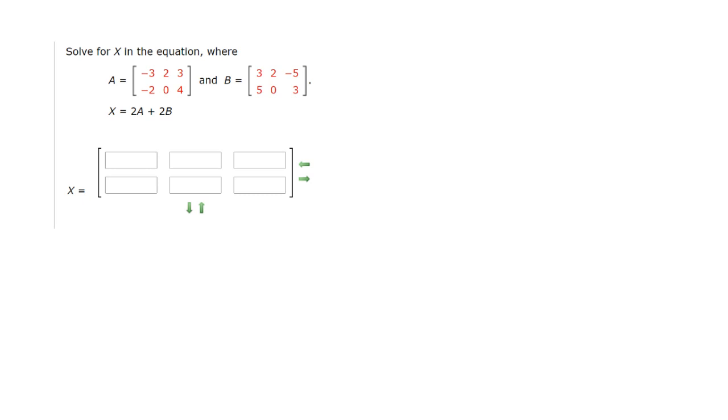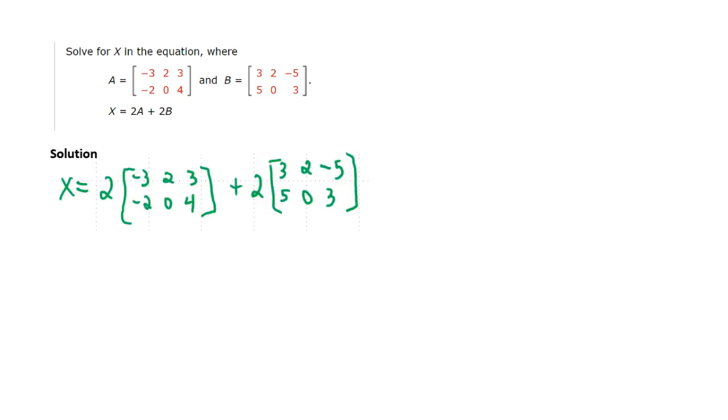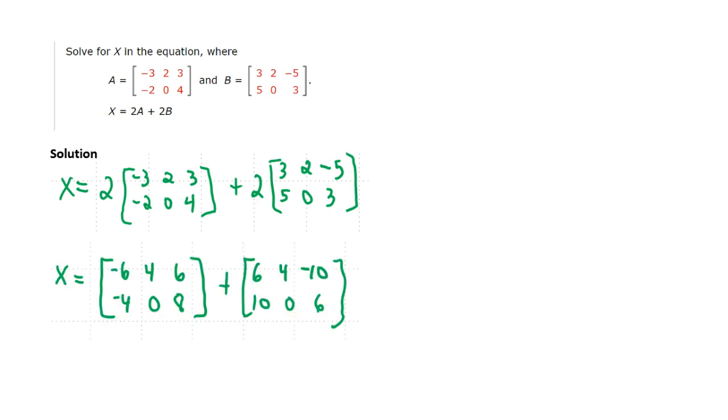Okay. So the first thing we want to do is get 2A. We know that this 2 has to be multiplied to all of the elements in matrix A. This 2 for B says that we have to multiply this 2 to all the elements in matrix B. So when we multiply 2 times -3, that gives me -6, 2 times 2 is 4, and so on. Again, over here, 2 times 3 is 6, 2 times 2 is 4, 2 times 3 is 6.